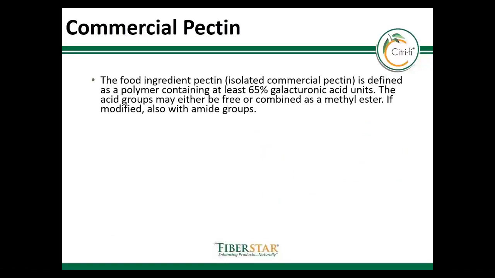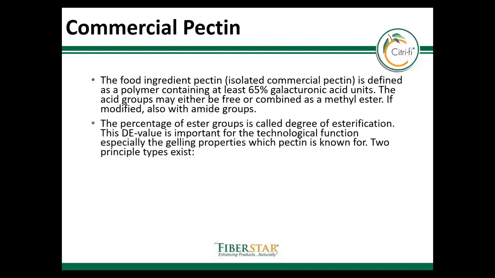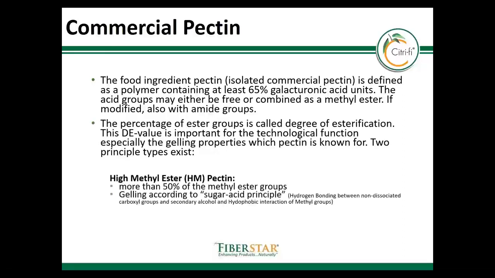Commercial or isolated pectin as a food ingredient is defined to be a polymer with a galacturonic acid content of at least 65%. The acidic groups can be free or esterified. This degree of esterification is important for the technical functionality, especially the gelation. Due to the gelling conditions, pectin is divided into two principal groups. HM pectin has more than 50% methyl ester groups.